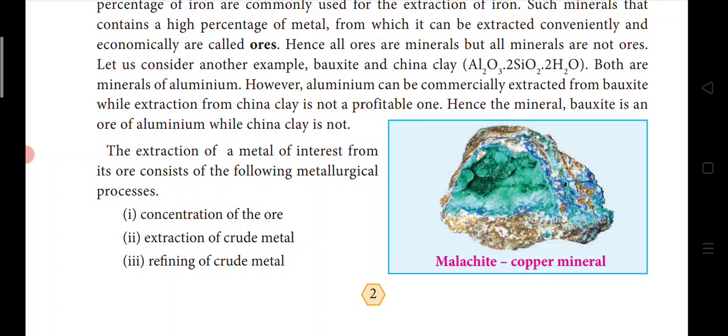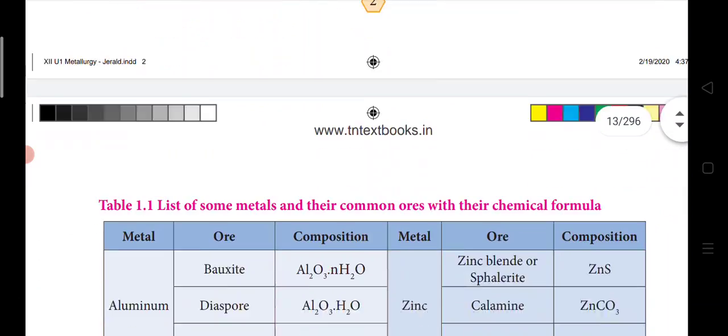Extraction of crude metal removes the next stage of impurities. The crude metal will have only 50 to 60% of metal, and the remaining 40 to 30% will be impurity. To remove that we have to refine it, and only then will we get 99% pure metal. So these are the 3 steps.